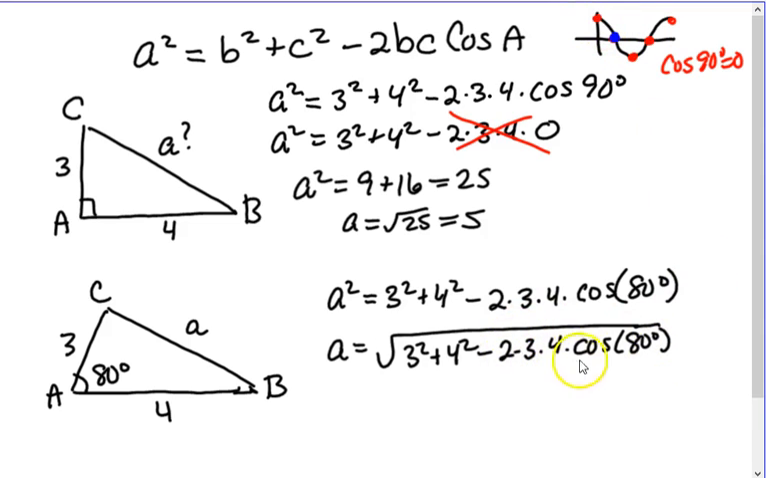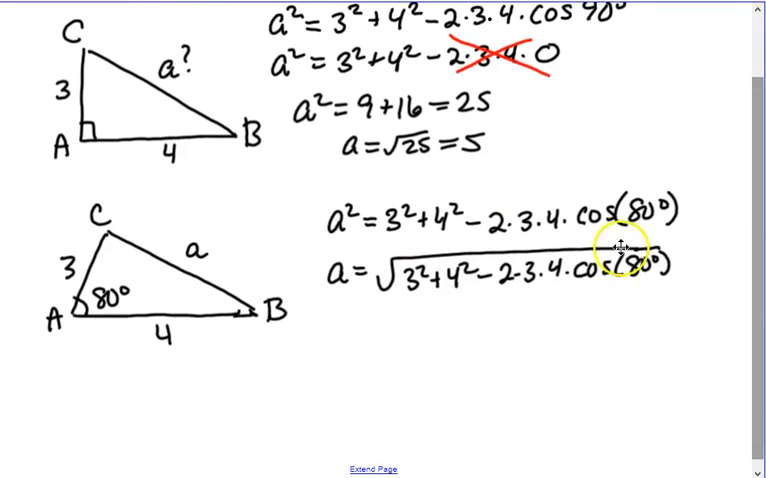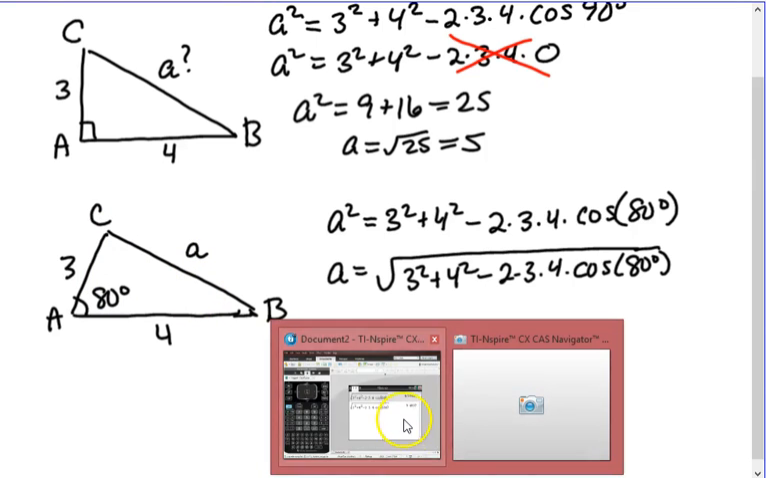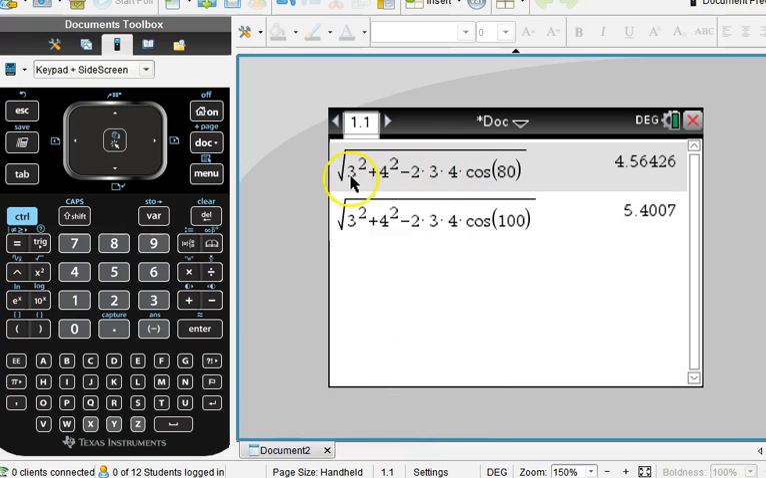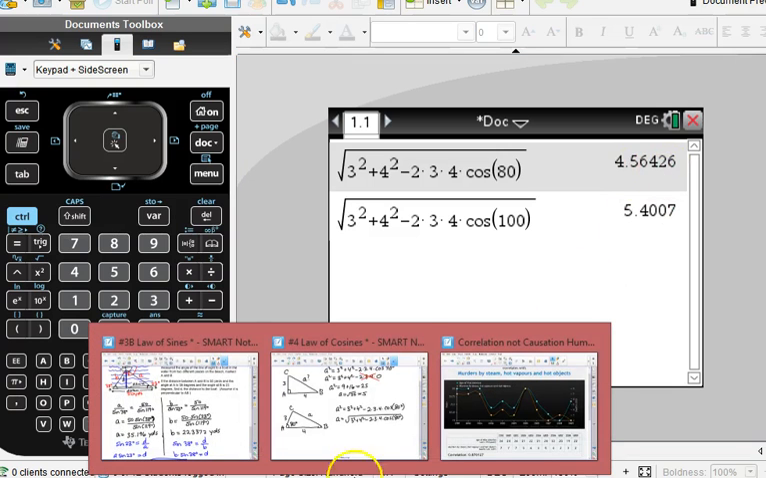So I'm subtracting a quantity from 3 squared plus 4 squared, so I'm going to end up with, as you would expect, a being a little less than 5 because now it's opposite an angle that's less than 90. So if I go to this on my calculator, you'll see right here, this is the first line, it's 4.56. Okay, so it's a little bit less than 5.